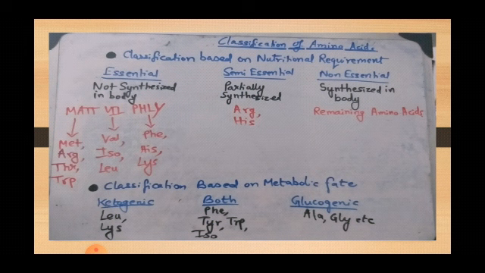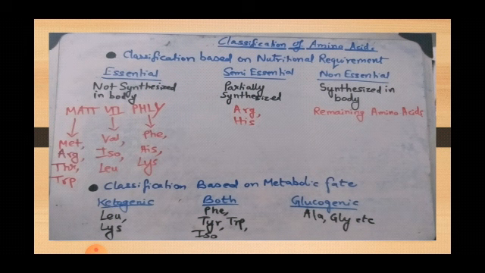Now classification based on metabolic fate. Based on metabolic fate, we have three kinds of amino acids: glucogenic, ketogenic, and both glucogenic and ketogenic. Glucogenic amino acids are those whose degradation products are oxaloacetate or products of the citric acid cycle. Ketogenic amino acids are those whose breakdown products are acetoacetyl-CoA or acetyl coenzyme A or acetoacetate. They are ketogenic amino acids.